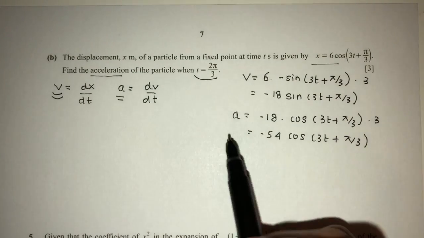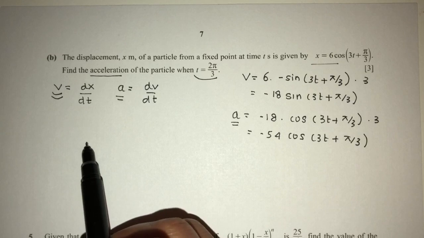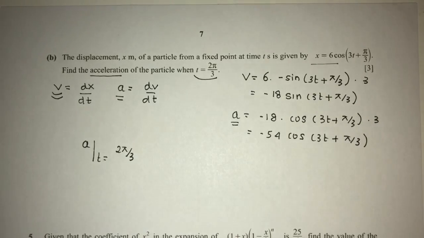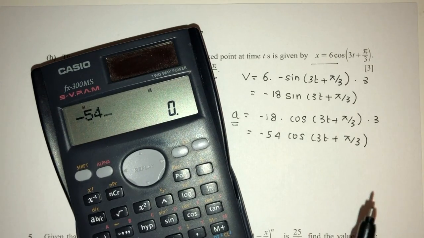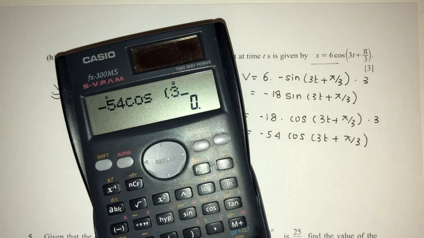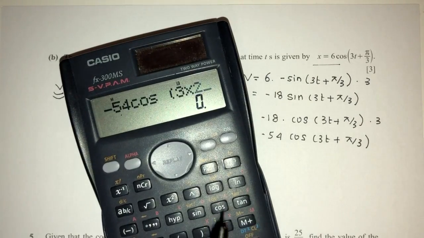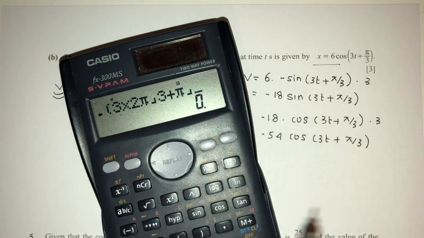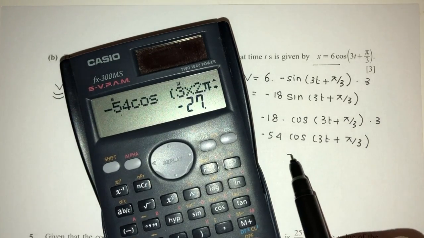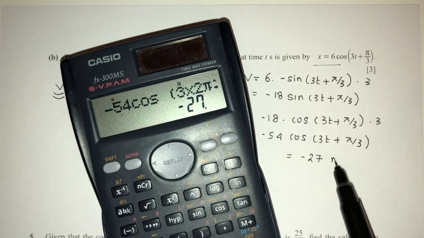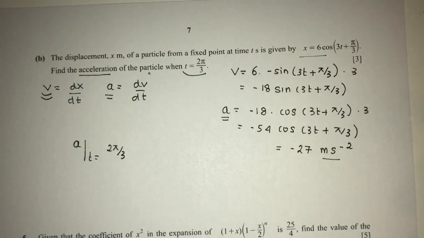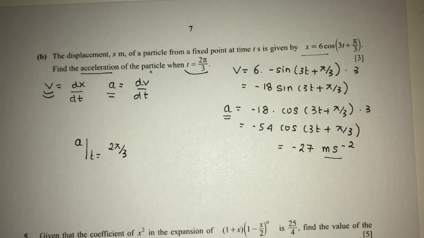Good. So now we have a, but the question is asking for the value of a when t is equal to 2 pi over 3. So let's replace t by this value in this equation. So minus 54 cos, we have 3 times t, which is 2 pi over 3, plus pi over 3, and that will be minus 27. So the answer is minus 27 meters per second squared for the acceleration. Make sure you have the correct unit as well for acceleration. This is part B of question number 4.